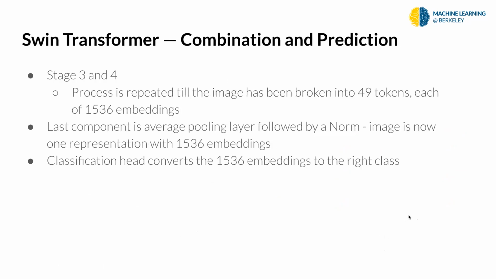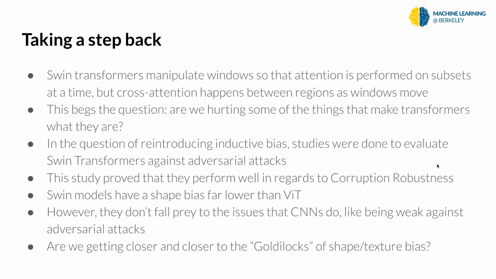All right, so the last component is an average pooling layer followed by a norm. The image is now one representation, and then a classic classification head converts our final amount of embeddings to the right class. Taking a step back, Swin transformers manipulate windows so that attention is performed on subsets at a time, but cross attention happens between regions as windows move. And that's what I was talking about a little bit before. As windows shift together, cross attention implicitly happens through the process of just self-attention with changing windows, which is super cool.